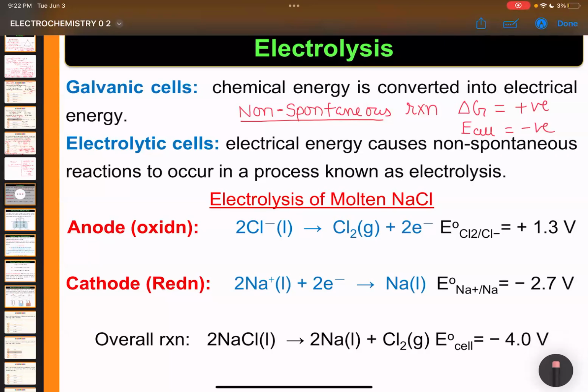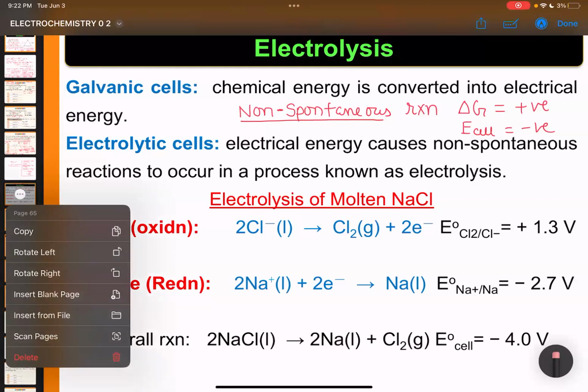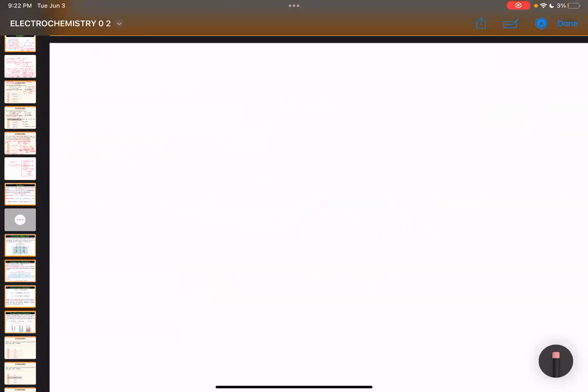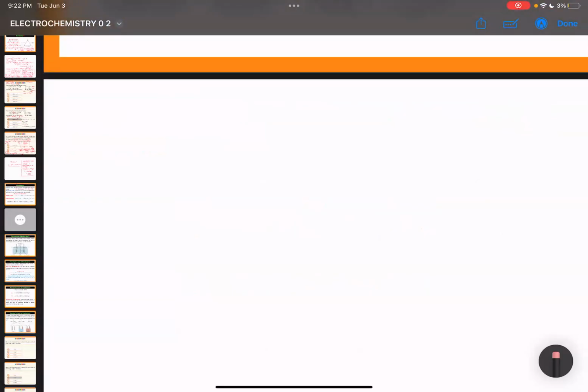But this is known as electrolytic cell. If the reaction cannot happen on its own, and the most famous reaction is none other than a very common reaction which you may have studied in your junior classes.